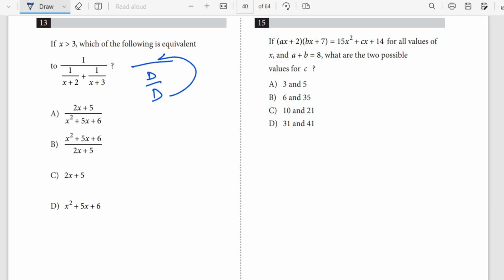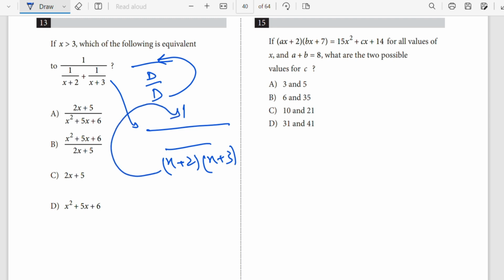is always numerator. So when we take the LCM of this, that is x plus 2 and x plus 3, and this is also numerator here. This becomes x square plus 5x plus 6, and this should be in numerator. Only this answer has this value in numerator. No other answer is satisfying.